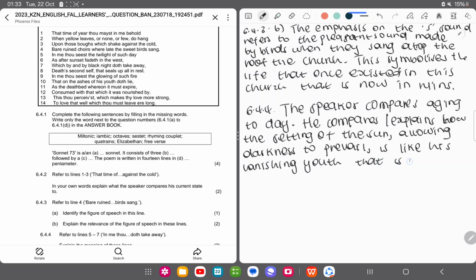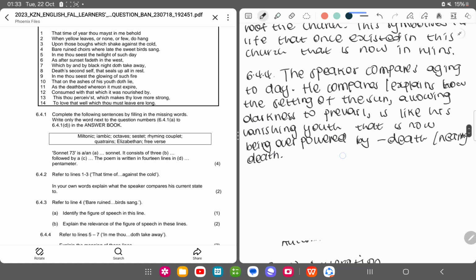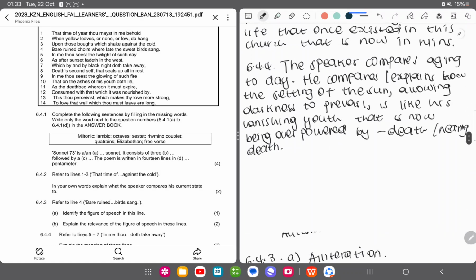that is now being overpowered by, let's say, death or nearing death. Right, so that is how we are expected to answer this question.